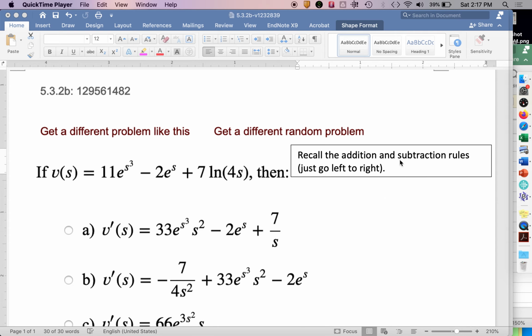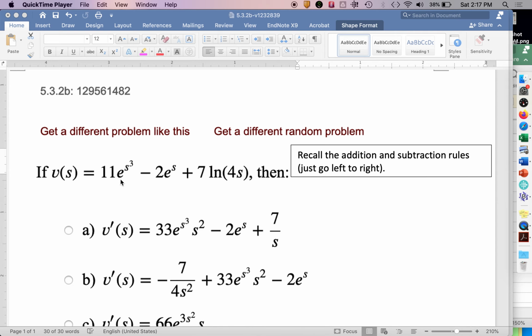The addition and subtraction rules basically just say go left to right. If you have a plus or a minus in between some functions, you just take the derivative of the first one, and then if it's a plus, you put a plus. If it's a minus, you put a minus. And then you do the derivative of the next one, and you keep going like that. So just go left to right, take your derivatives, each term separately. Okay, so I'm going to do that on this problem.